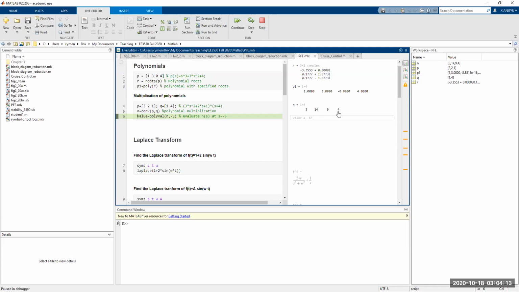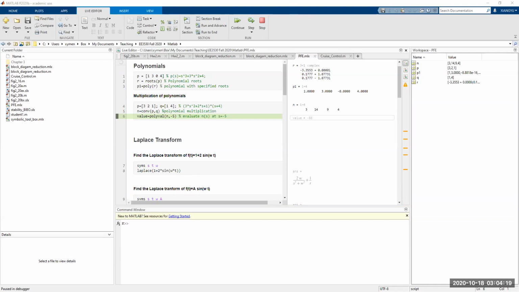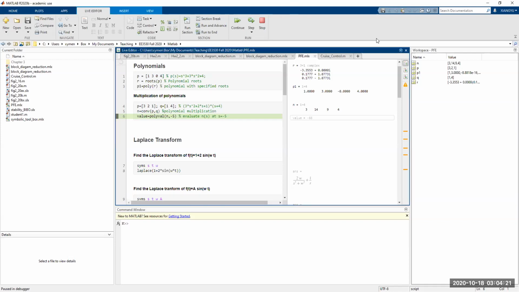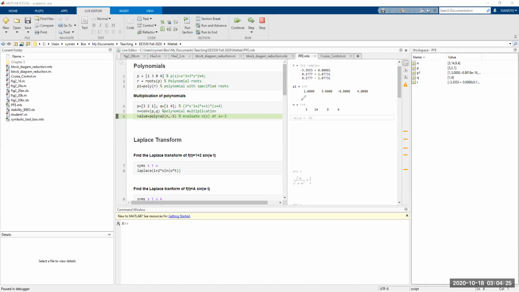So it will be 3 s cubed plus 14 s squared plus 9 times s plus 4.